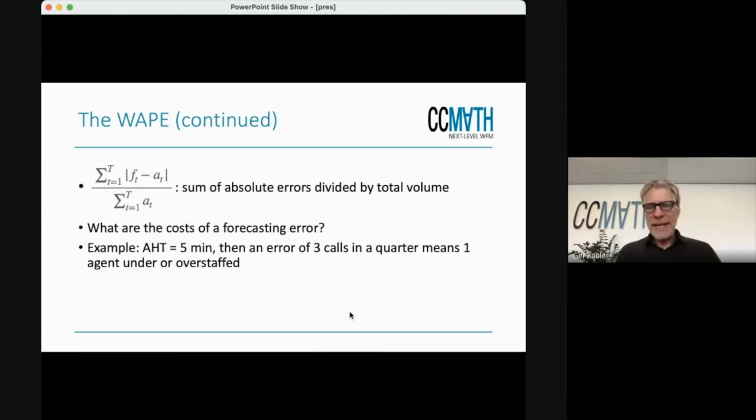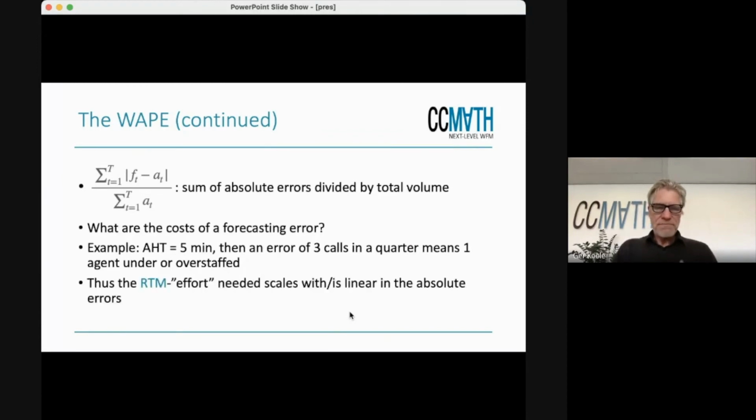Now suppose that you make an error of 6 calls. Then you're under or overstaffed by 2 agents. But the WAPE is the sum of these absolute errors. So if your WAPE is twice as big, that means you're over or understaffed twice as much, and you have to do twice as much real-time management. The real-time management scales with the WAPE. If your WAPE is twice as big and you want to repair the staffing, you have to schedule more or less twice as many people.